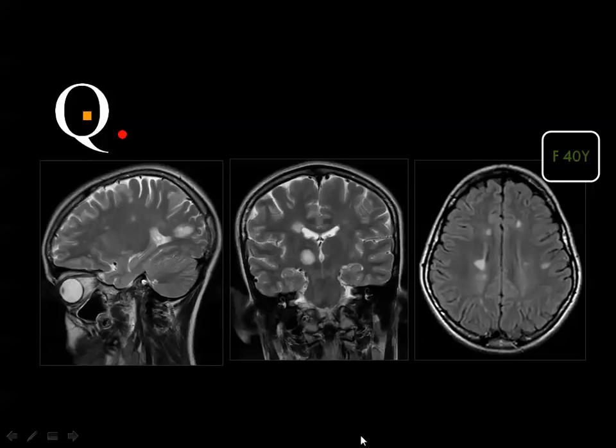The lesion. Okay, multiple, variable sized, periventricular, white matter, foci of high T2 signal, not surrounded by edema, and exert no mass effect. And this age of the patient is diagnostic of MS.